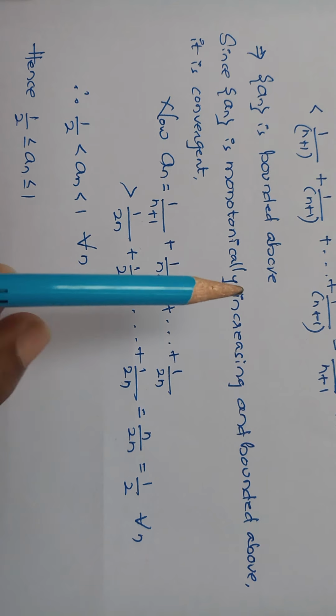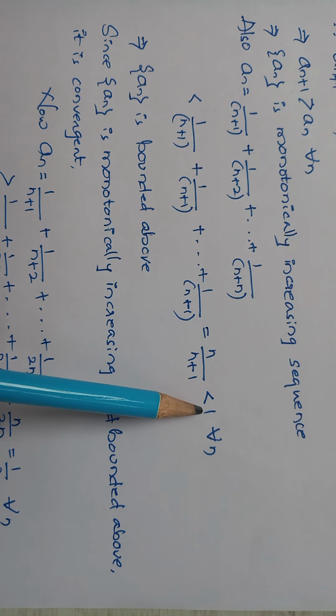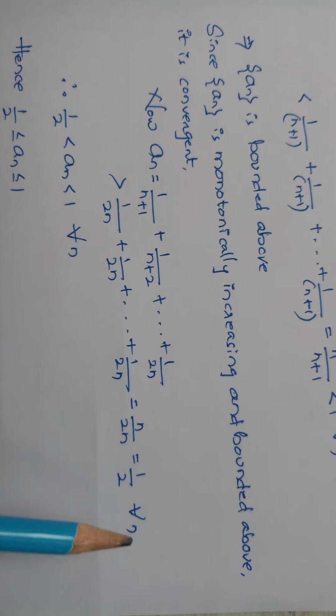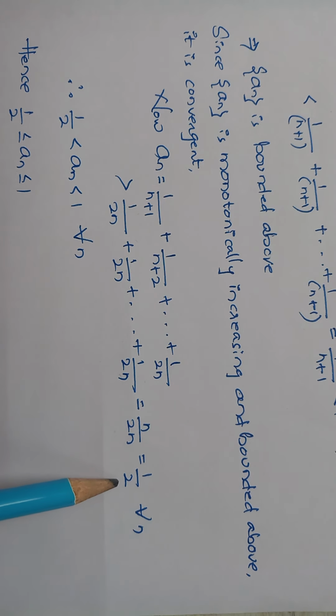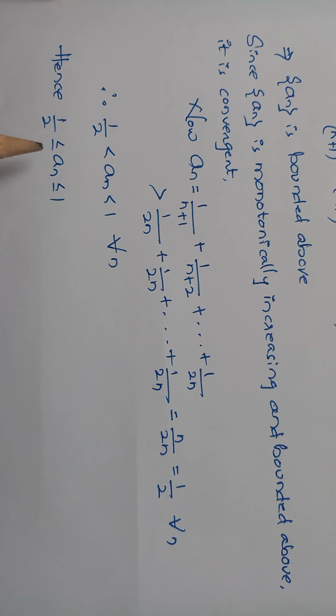So first we have seen here that this sequence a_n is less than 1. So here a_n is greater than 1 by 2. Means your sequence is lying between 1 by 2 and 1. So hence this sequence lies between what? 1 by 2 and 1.